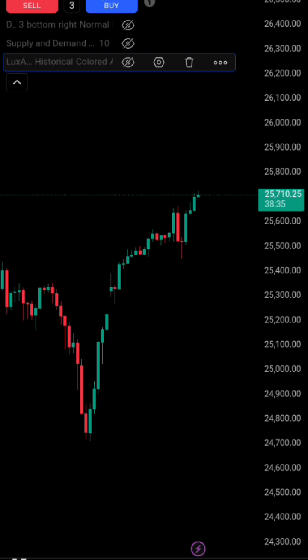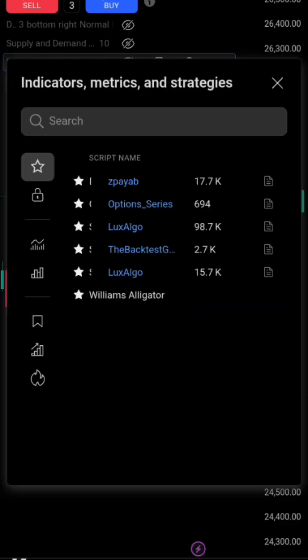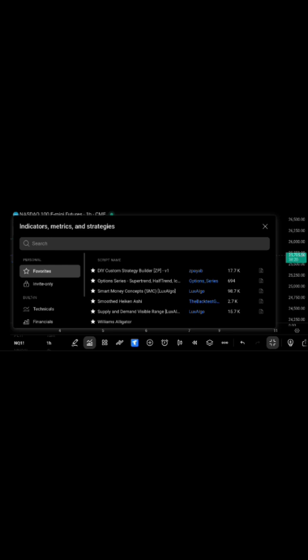Once again, this is TradingView Mobile. This is what I trade on, and this is the setup that I use here. The indicators that I use are going to be DIY Custom Strategy Builder, and then I also use Option Series Super Trend. I use Smart Money Concepts, Lux Algo, and then I use Supply and Demand Visible Range by Lux Algo. So those are the active indicators on this setup that I'm using.